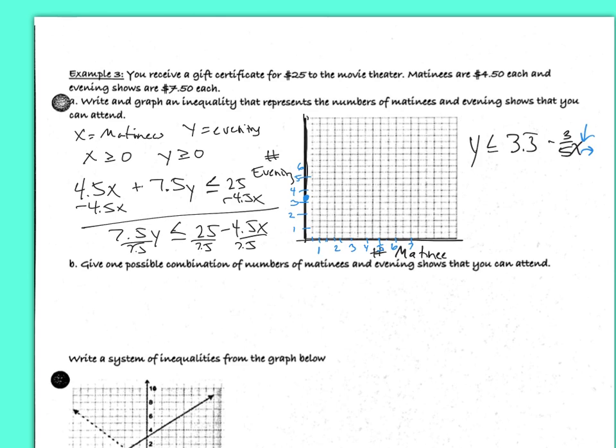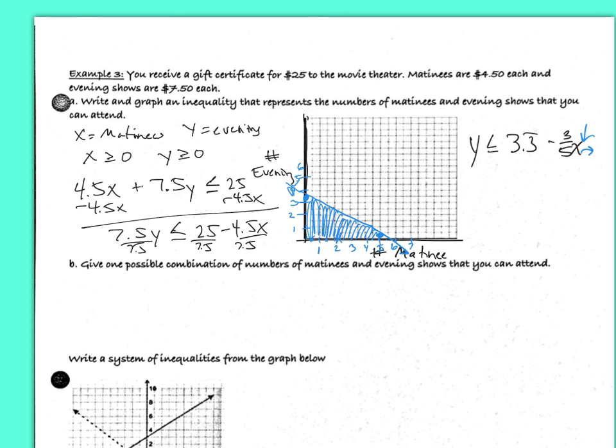So you count down 3, 1, 2, 3. So it's just barely above the x-axis and then over 5. So we're going to be right above that matinee axis. There's our line. And this says less than. So these are all of the things, these are the possible combinations that we have.